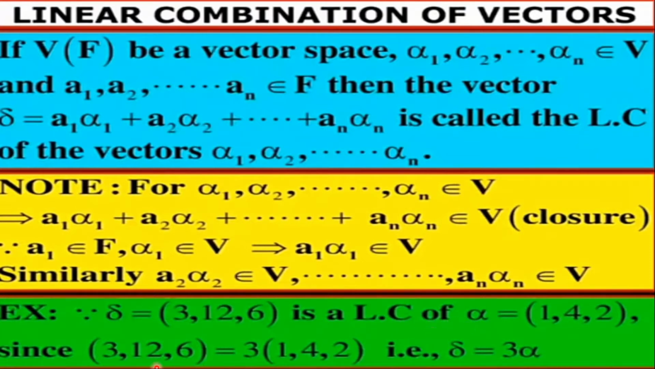Example, delta is (3, 12, 6) is a linear combination of the vector alpha equal to (1, 4, 2), since (3, 12, 6) equals 3 into (1, 4, 2). So the vector delta can be written as delta equal to 3 into alpha, where alpha is (1, 4, 2). So delta is of the form delta equal to a alpha. So delta is a linear combination of alpha.